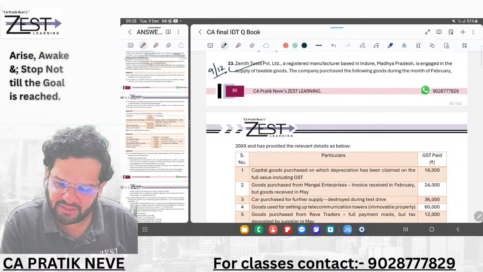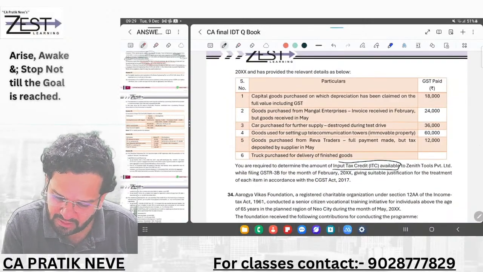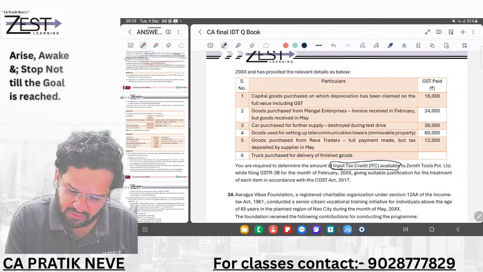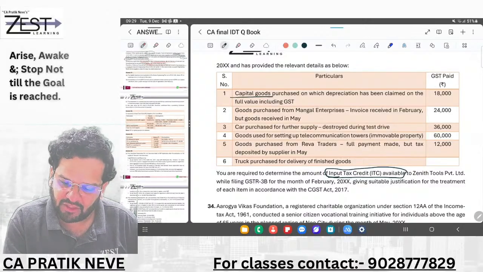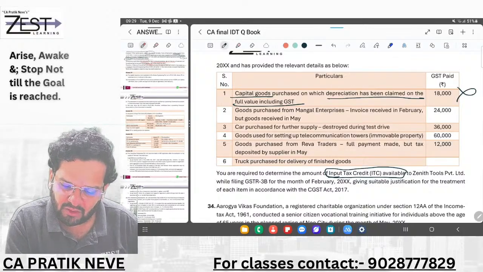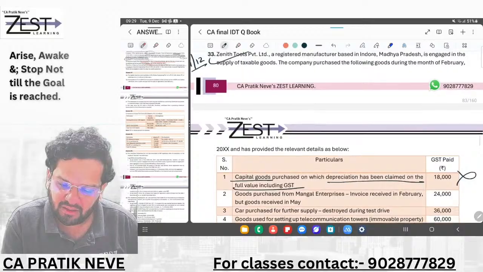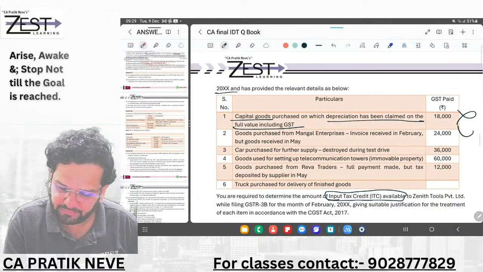Zenith Tools, a registered manufacturer, is engaged in supply of taxable goods. The company purchased the following goods for the month of Feb. Please determine ITC available, giving suitable treatment or justification. CG: depreciation has been claimed on the full value including GST, no ITC. Goods purchased, invoice received in Feb, but goods received in May, no ITC in the month of Feb. We are calculating for Feb.